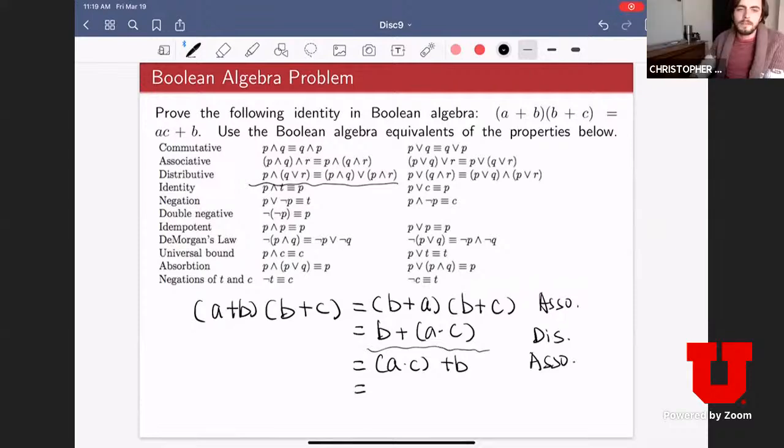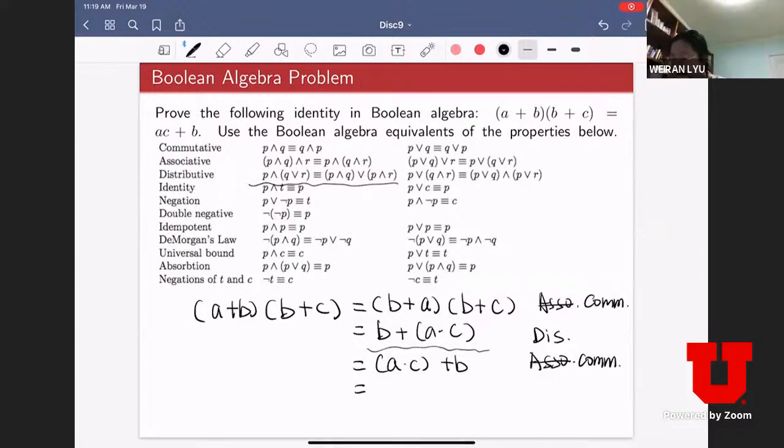I said associative, but I actually meant commutative both of those times. Sorry about that. I get those confused. The last one would be associative, I guess. And then which one are we gonna apply? I'm not sure. Never mind. Yeah. So I guess that's all we need if you use the reverse of the distributive.